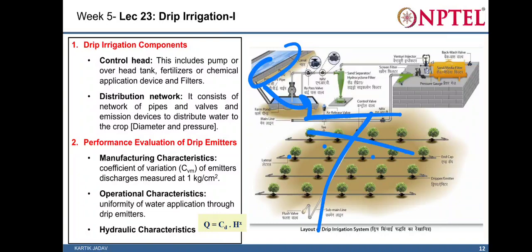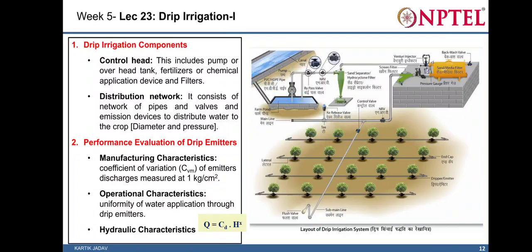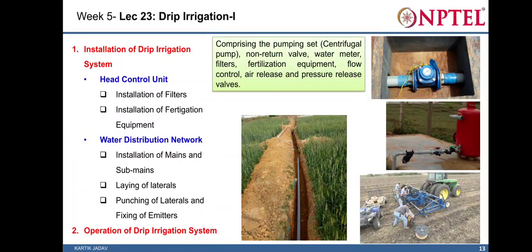Okay, at each crop, so that dripper emits the design discharge, right, as given in the design parameter or water requirement of that particular crop. Then in the installation of a drip irrigation system, we also have two kinds of units. One is the head control unit and second is the water distribution network. The head control unit basically has the installation of filters and fertigation equipment, and in the distribution network we have mains, submains, laterals, emitters, etc.